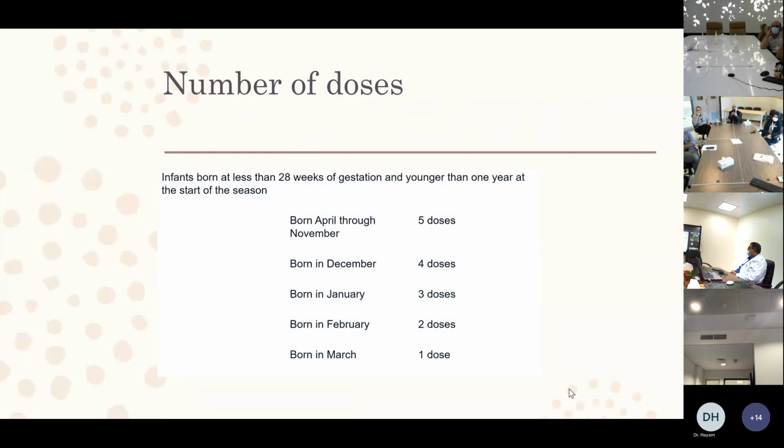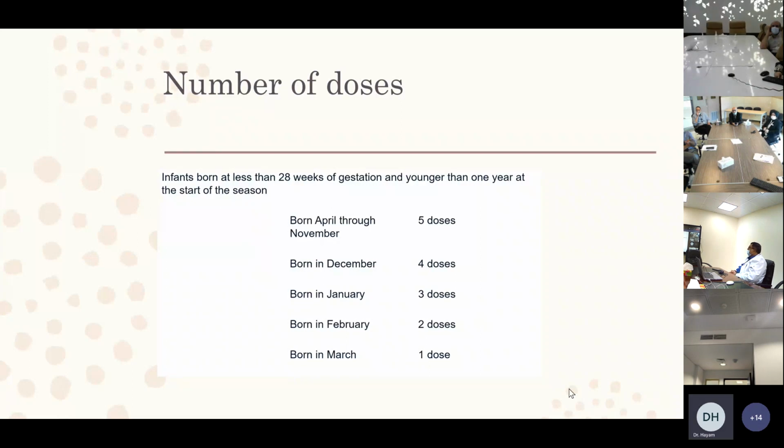This is from one article. If the patient was born below 28 weeks and is still younger than 1 year, and born April through November, he gets 5 doses. In December, he will take 4 doses. In January, 3 doses. February, 2 doses. And in March, 1 dose.